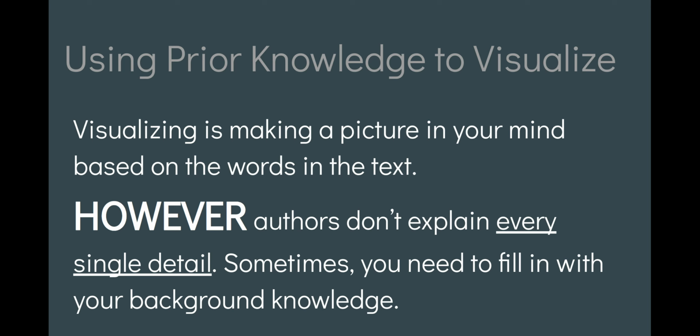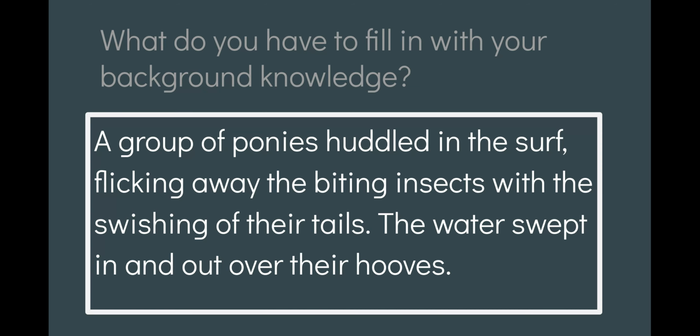So we know that we have to use what we already know, our prior knowledge, to visualize, because visualizing is making a picture in your mind based on the words in the text. However, authors don't always explain every single detail. Sometimes you need to fill in the blanks with your background knowledge. Let's take a look at what we're talking about here.